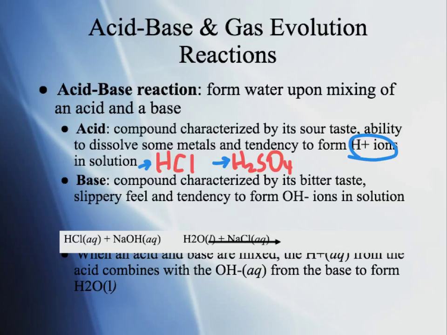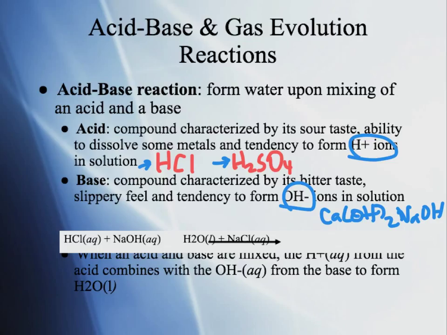Bases are compounds that are characterized by bitter taste, slippery feels, and the tendency to form OH- ions in solution. Bases typically, but not always, have their OH in the back of their formulas, like Ca(OH)2, NaOH. See, they've got the OH there, but not all the time. Sometimes they are bases because they take an H from water to leave an OH behind, but we'll get there.